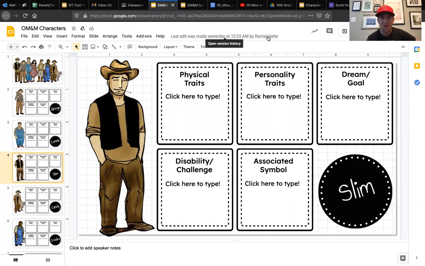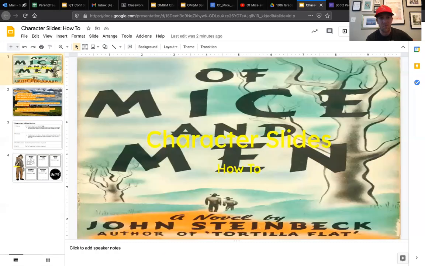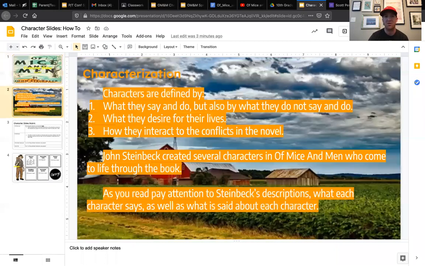But as you're reading, I want you to know how to pay attention so that you do this assignment correctly. So I've created a character slides rubric for you so that you know how to pay attention to each of the characters in the novel. Like I said at the intro, characters are defined by what they say and do, but also what they do not say and do not do. What they desire for their lives also defines them, and how they interact with the conflict in the novel definitely defines them.